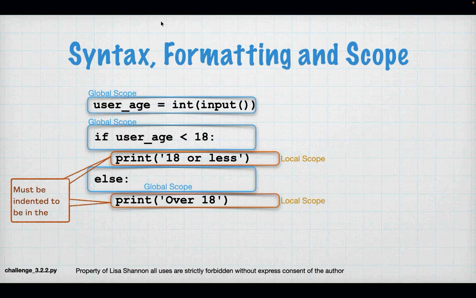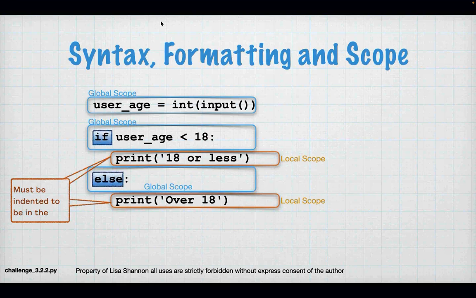The same with else. Else is in the global scope. The print statement underneath that global scope, the else, is in the local scope of the else. It doesn't exist until the if statement above it evaluates to false. So anything in the local scope has to be indented at least one, and everything has to line up. This is one of those things with space-delimited languages, because Python doesn't have any other way to determine what's in the local scope and what's in the global scope. So you really do have to indent properly. And we'll go back to this. I'll keep talking about scope through this lecture.